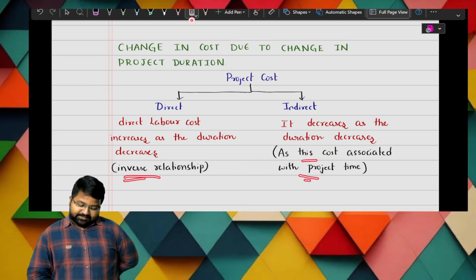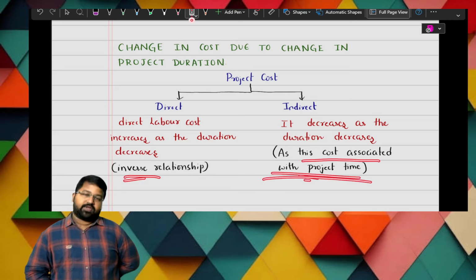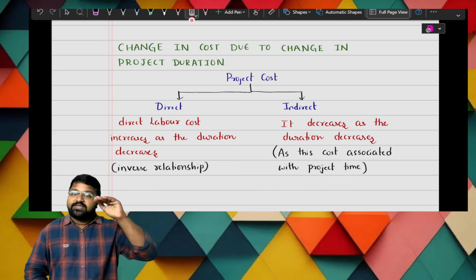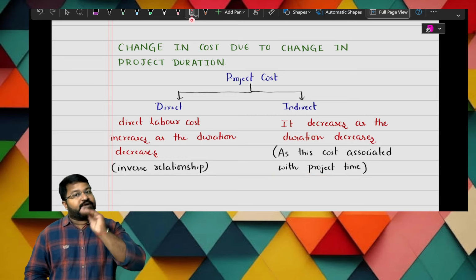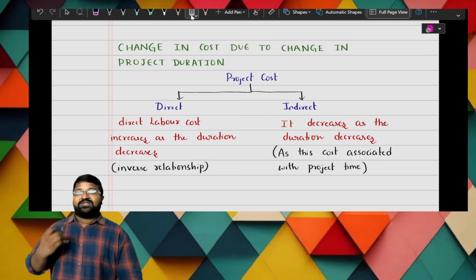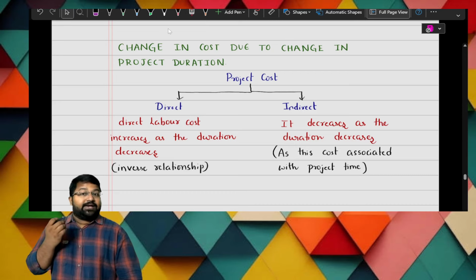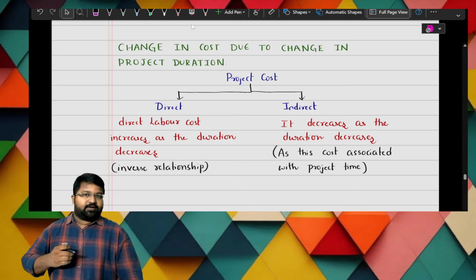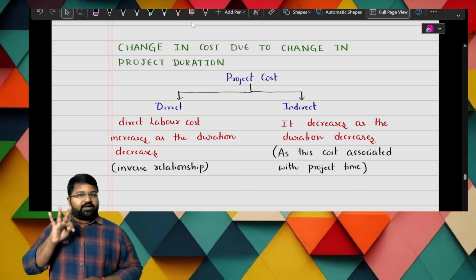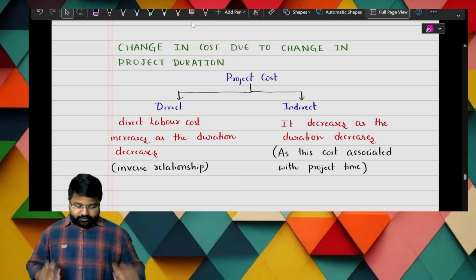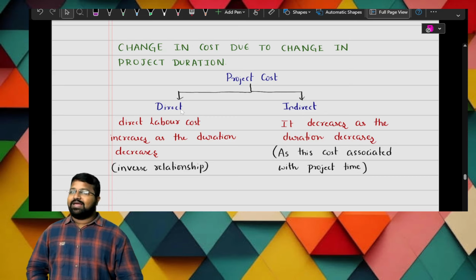This cost is associated with the project time, because when the project time is reduced, indirect cost automatically reduces. Why? Because we have a machine cost. How much per day? Per day it is 1,500. Initially we are taking 4 days, but in the latter case we are taking 2 days, so automatically indirect cost will reduce.